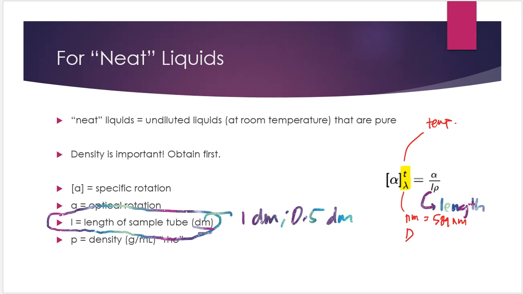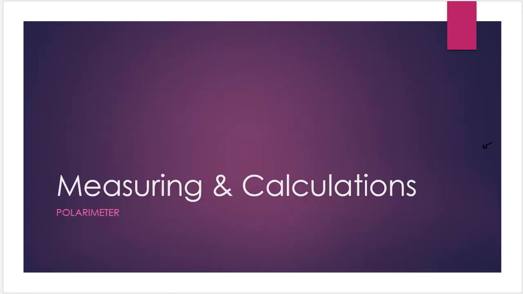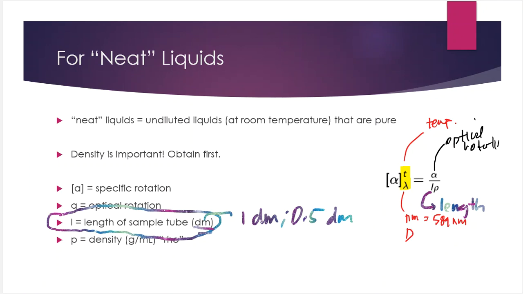Next up is this little squiggly on top. This little squiggly on top, that's alpha, and that alpha is going to stand for what we call optical rotation. And this is an optical rotation. Yes, it is. But this is an observed optical rotation. So it is what I obtained in the laboratory.